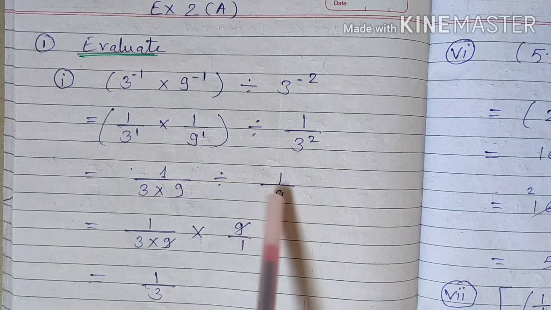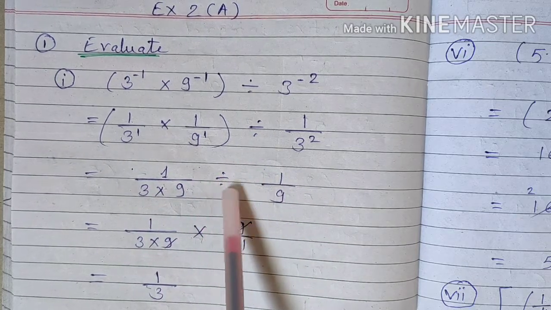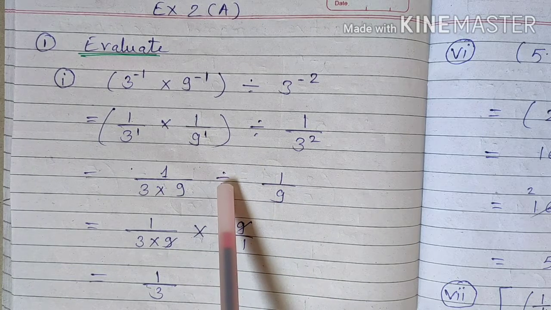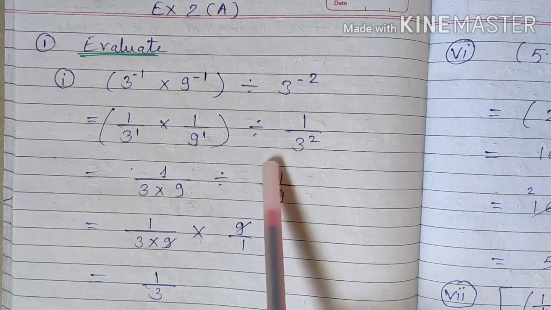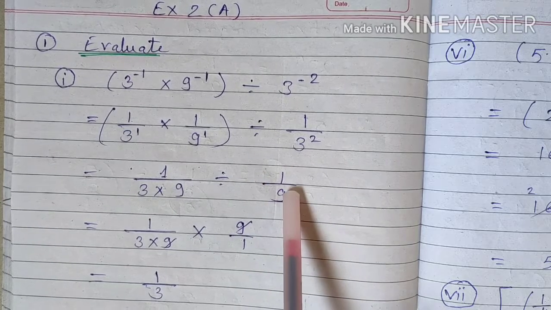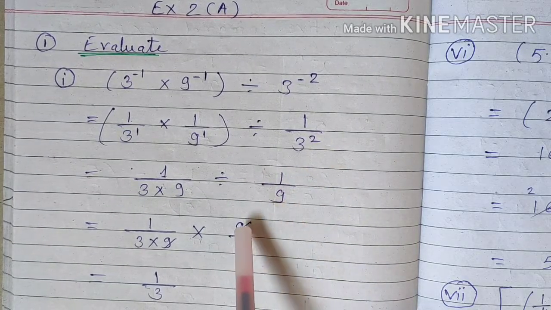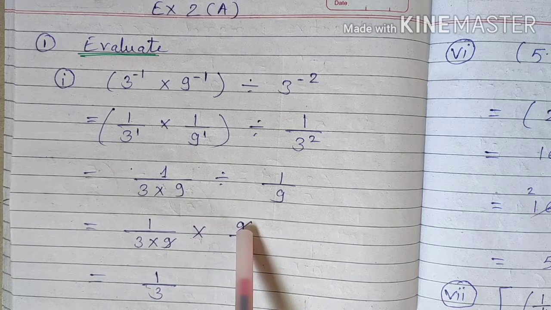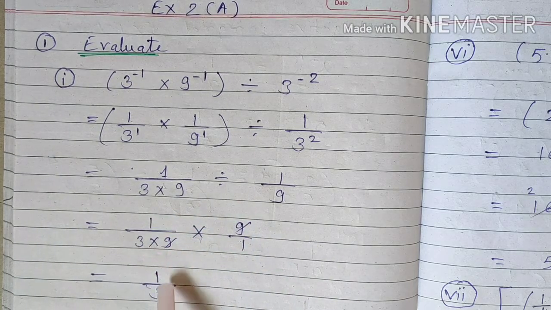Now between these two we want to make a division. As we have learned in the previous chapter, division is converted into multiplication and we will make a reciprocal of this. So the reciprocal of 1 upon 9 is 9 upon 1. So simply 9 will get cancelled. The final answer is 1 upon 3. Got it?